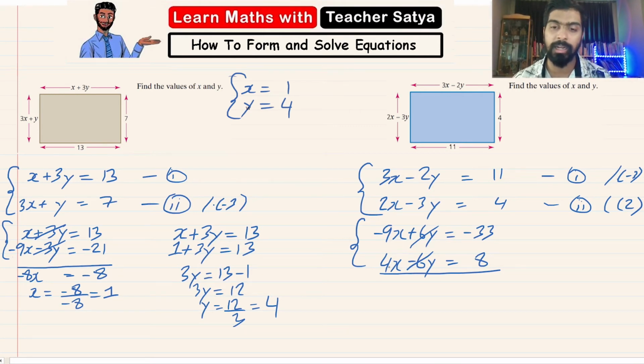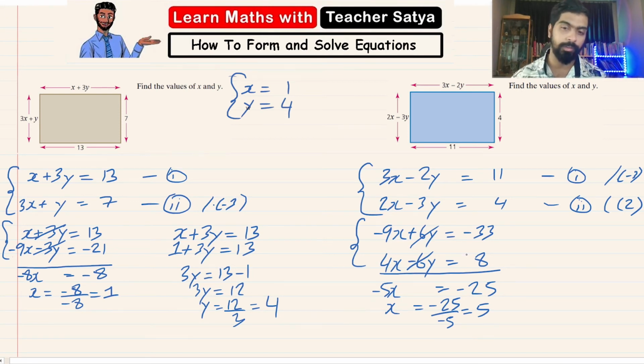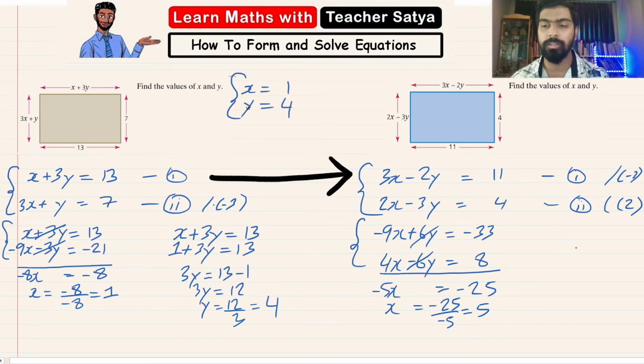So we have -9x plus 4x is -5x, and this is equal to -25, right? -33 plus 8 is -25. Therefore x is equal to -25 over -5, which is equal to 5. All right guys, now I'm going to take this value, same as the previous question, and substitute it in either the first equation or the second equation.